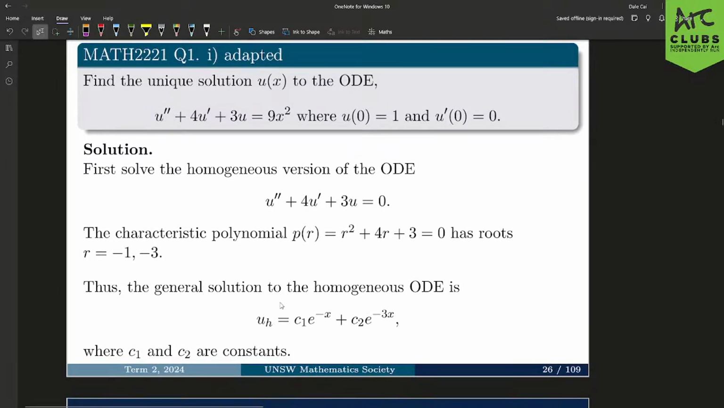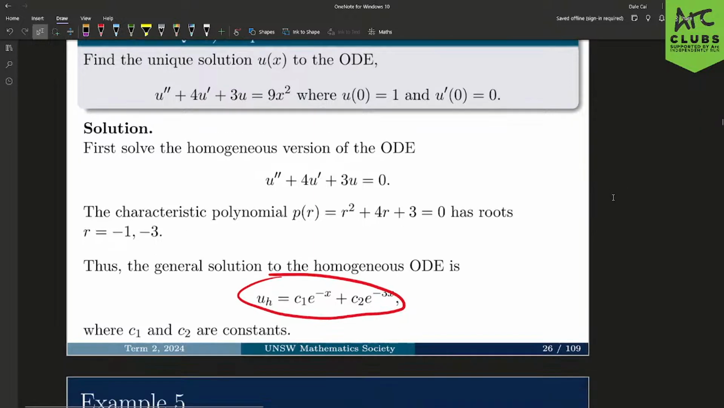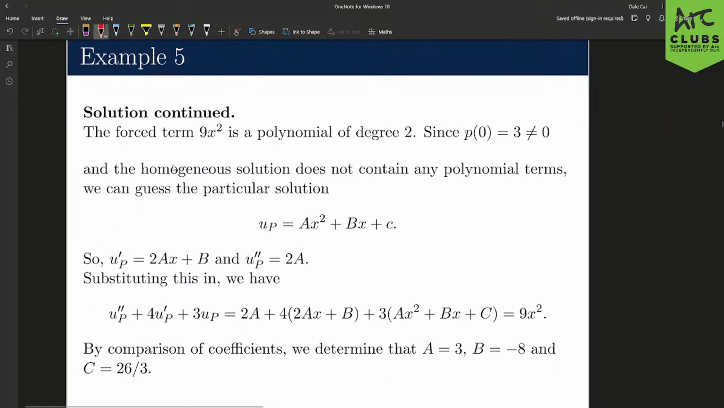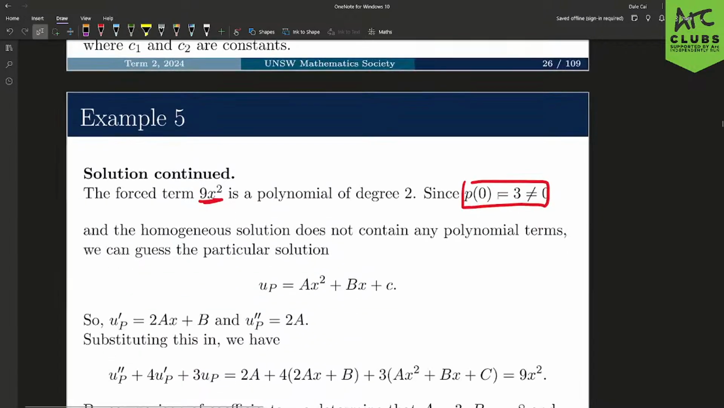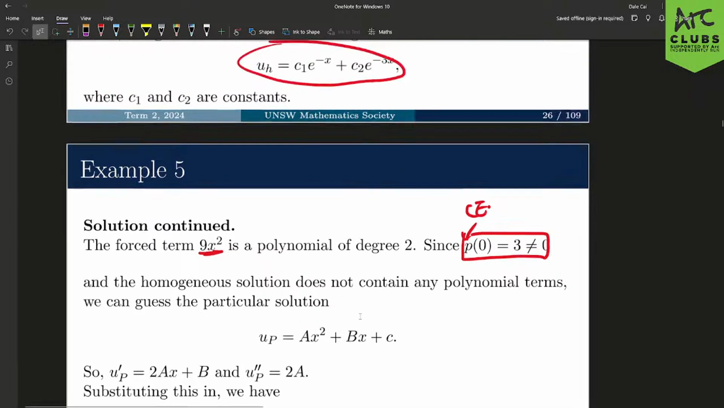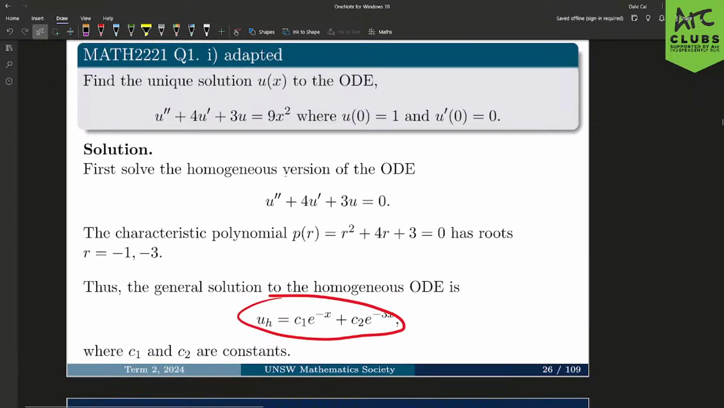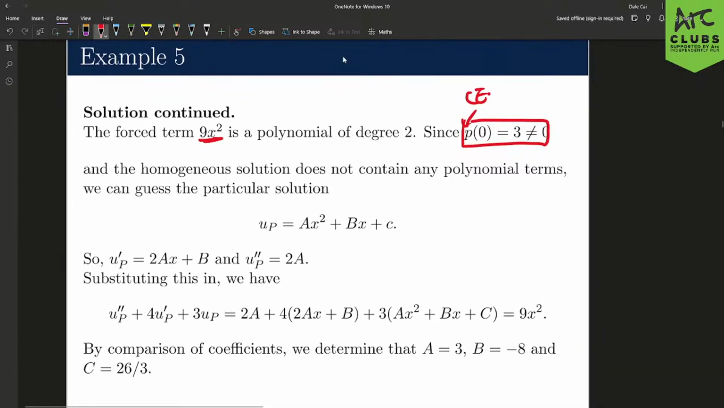So as we said, this is the homogeneous solution. So the forcing term, remember it's the thing on the right-hand side, is a polynomial of degree 2. And yeah, we also should have checked that p of 0 is not equal to 0. And here, this p is the characteristic equation. That's just what the characteristic equation is defined as. It's the differential polynomial on the left, if that makes sense. Okay, and also our homogeneous solution didn't contain a polynomial, so we're allowed to guess this.